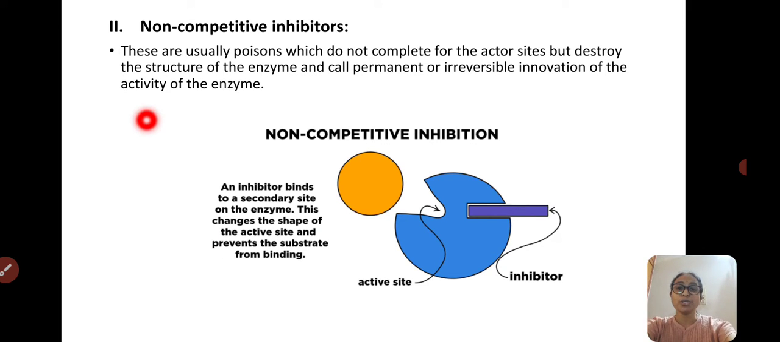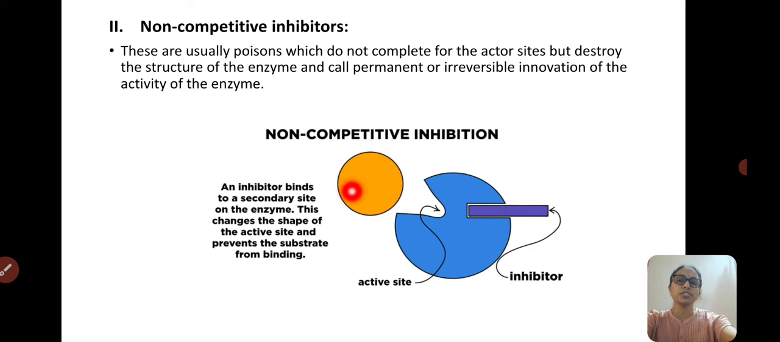Next, coming to the non-competitive inhibition. These are usually poisons. They never structurally resemble the substrate, but they are totally going to attack the enzyme molecule other than the active site, and they will totally change the conformation or structure of the active site and make it very much not suitable for the substrate conformation or substrate structure.